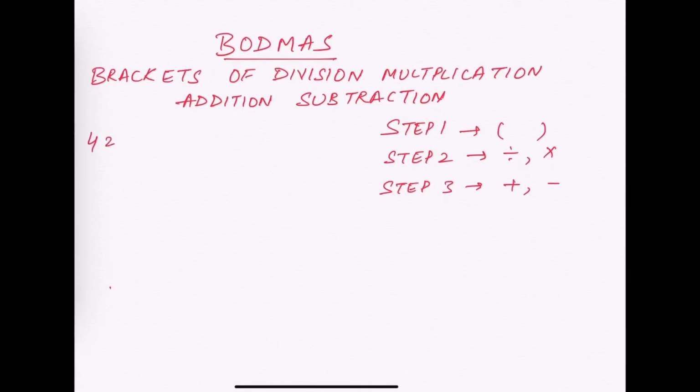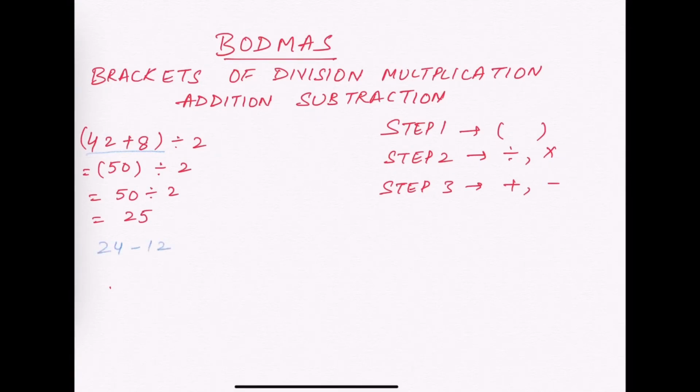Let's solve a few questions. 42 plus 8 within the brackets, divided by 2. We need to solve 42 plus 8, which is in the bracket. As we know, 42 plus 8 is 50, divided by 2. You can write this either way, without brackets as well. Which gives us 25. 50 divided by 2 is 25. Let's solve the next question.